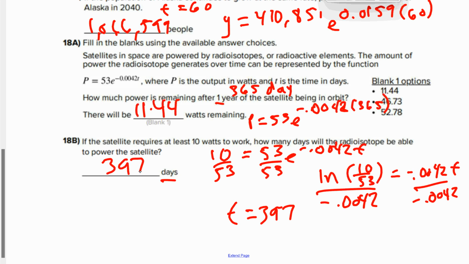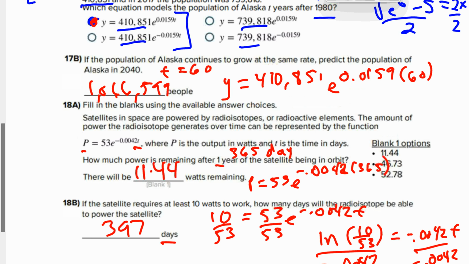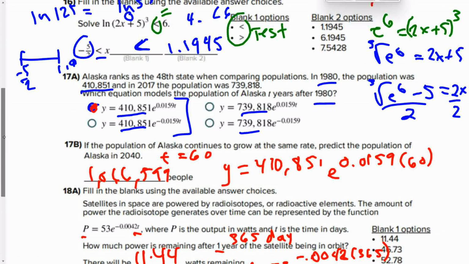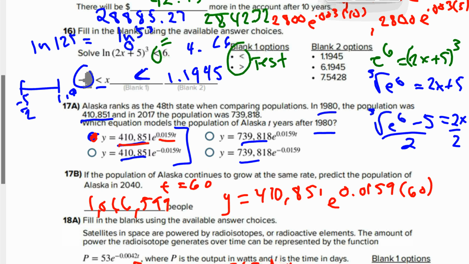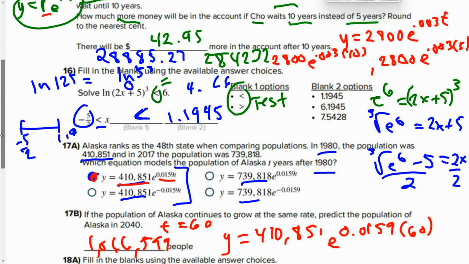So you're going to have similar problems to this, right? Again, just like this 18A and B, you might be given a T and you got to plug it in, or you might be given a P and you got to find T, right? Same thing with these problems in here. We had to find what our initial amount is, and then we have to find what our K is. Same type of problems here. Okay, number 16, just test that inequality, rewrite those exponential form, solve for x, then test a number, see if it's less than or greater than.